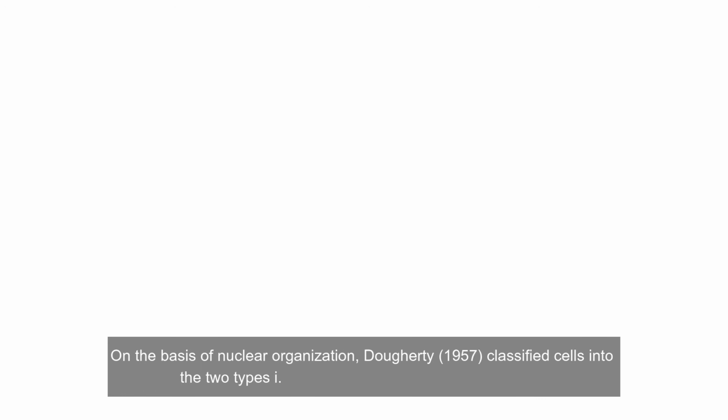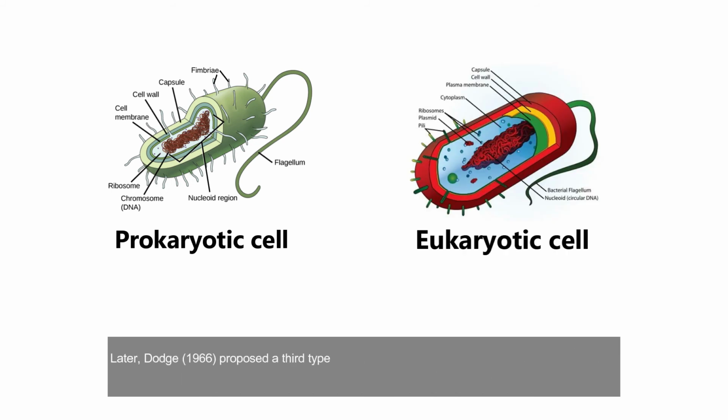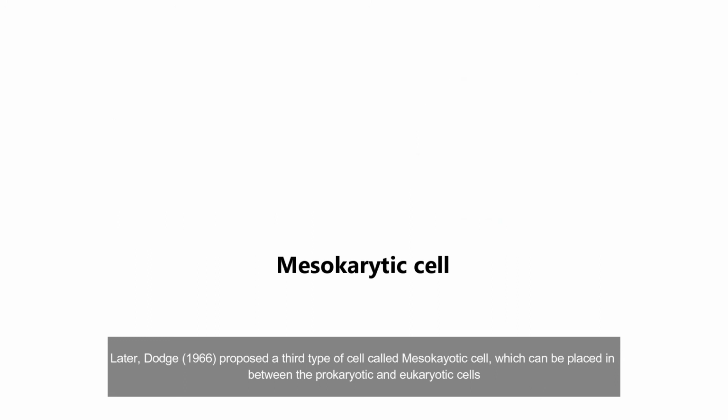Types of cell. On the basis of nuclear organization, Dougherty classified cells into two types, that is, prokaryotic cell and eukaryotic cell. Later, Dodge proposed a third type of cell called mesokaryotic cell, which can be placed in between the prokaryotic and eukaryotic cells.